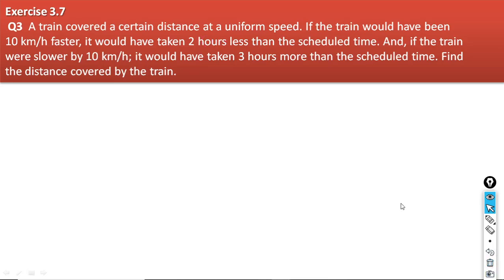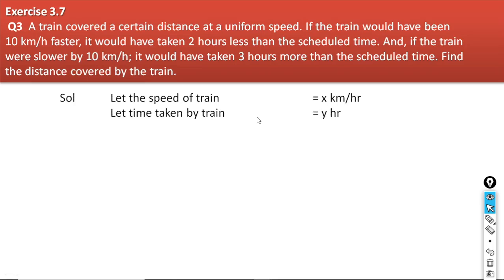Let us try another problem. In this problem, a train covers a certain distance at a uniform speed. If the train had been 10 km per hour faster, it would have taken 2 hours less than the scheduled time. Now students, two quantities vary here: the speed and the time. Let the speed of the train be x km per hour and the time taken be y hours, so the distance is speed into time, xy kilometers.